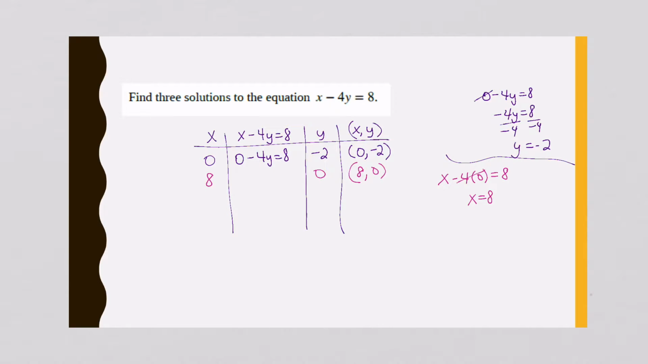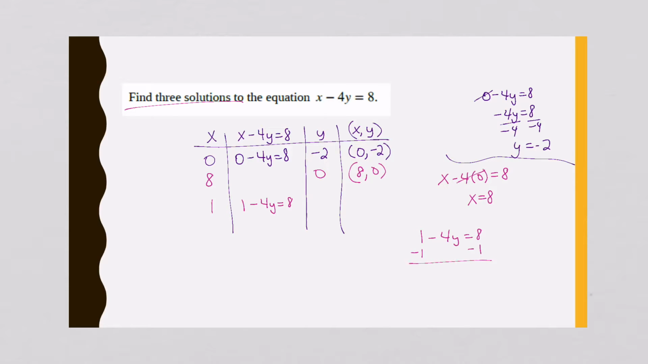Okay, so it says they want 3 solutions. I found 2. So, let's see here. What other number would be nice to us? We can pick anything. How about 1 in for x? Now, that might give us a fraction answer, but that's okay. We can deal with fractions. So if I put a 1 in for x, I've got 1 minus 4y equals 8. And so I'm going to have to solve that.